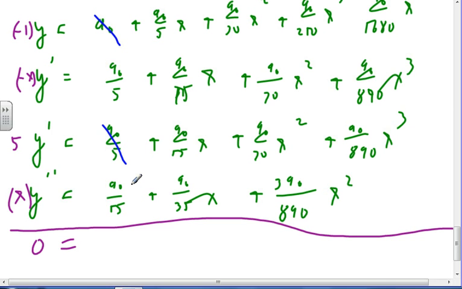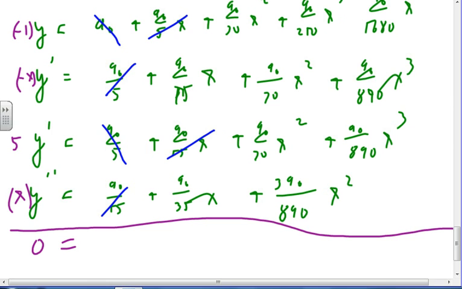Okay, calculator's on. So I've got minus 1/5 minus another 1/5 plus 5/15 plus 1/15. That is 0. Okay, so this term goes away. Boom, boom, boom, boom.